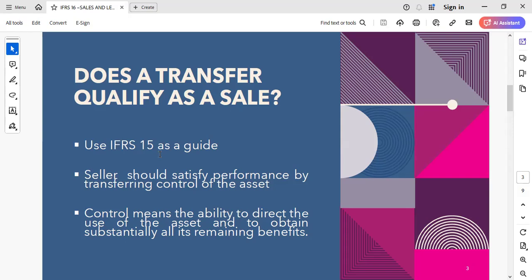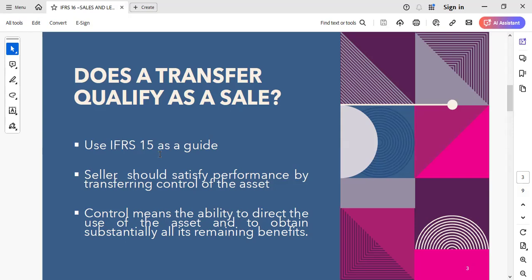So if you use the 5 steps guidance to determine if a sale has taken place, then we are satisfied that you have transferred the asset. If you are the seller-lessee, you transfer the asset to the buyer-lessor, and therefore you are able to lease it back from that person. If the seller has satisfied the performance obligation by transferring the control of the asset to the buyer, we are convinced that the sale has taken place. When we say transfer of control from the seller-lessee to the buyer-lessor, what does the term control mean?